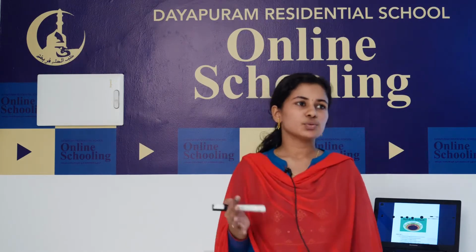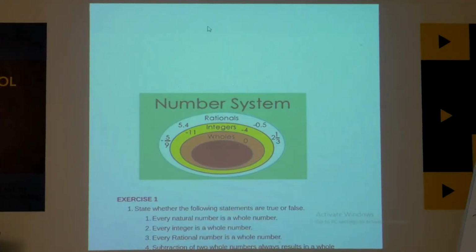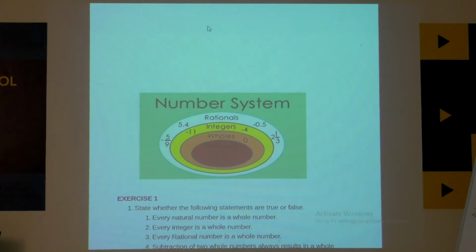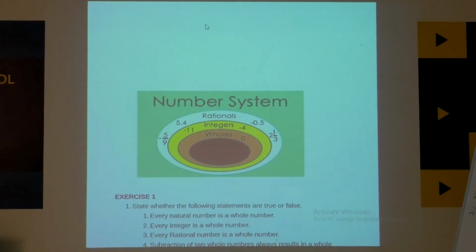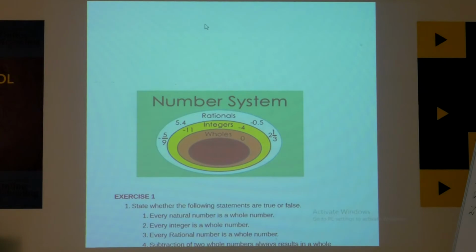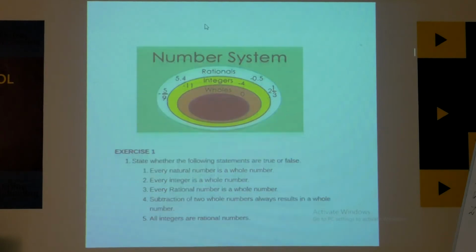Natural numbers are 1, 2, 3, etc. and whole numbers are 0, 1, 2, 3, etc. Integers, we have a negative part of the number system, and rational numbers are in the form of p by q. There are some exercises.